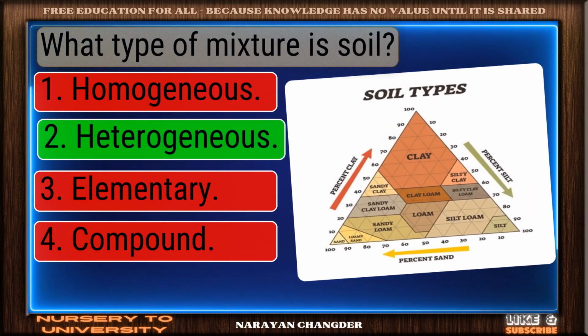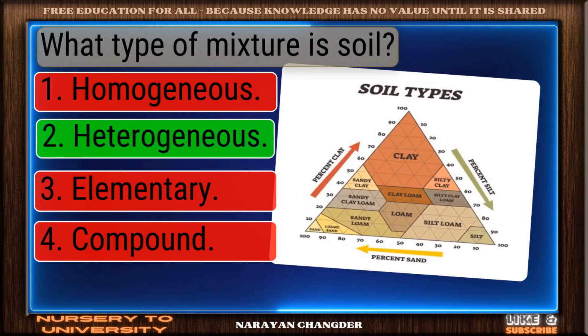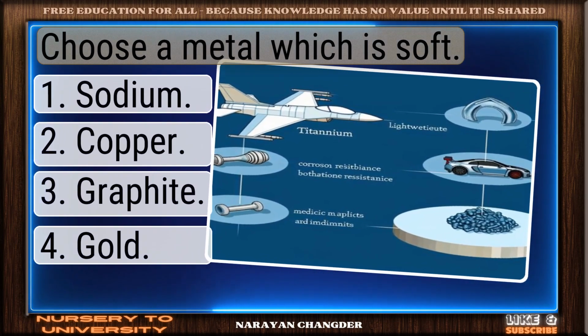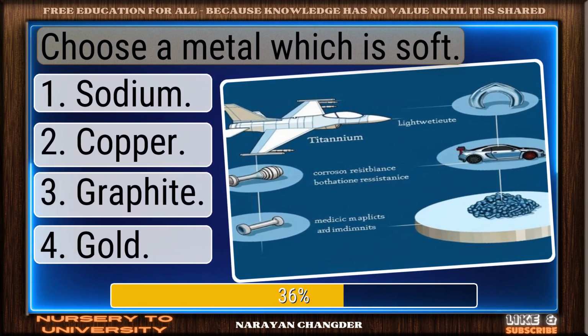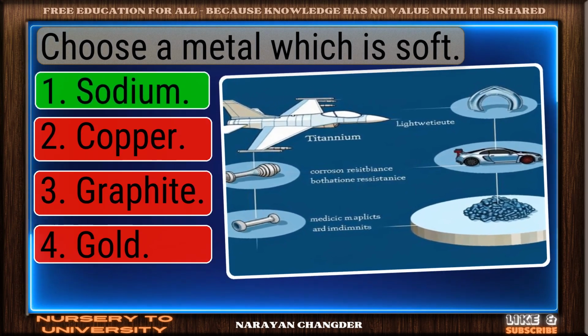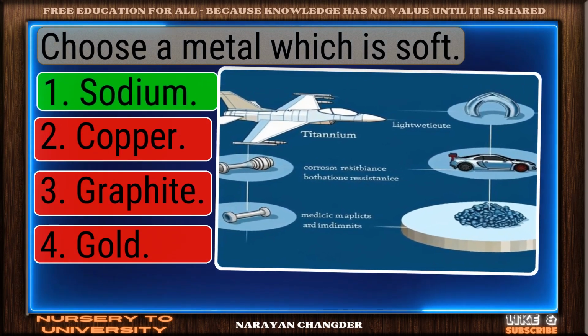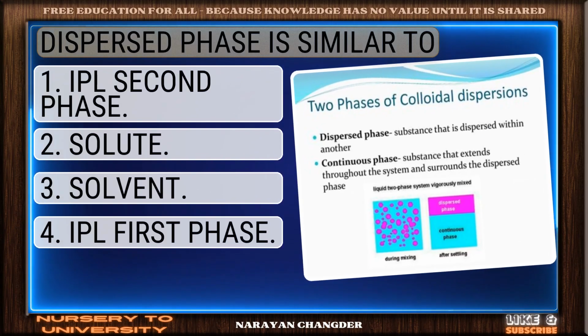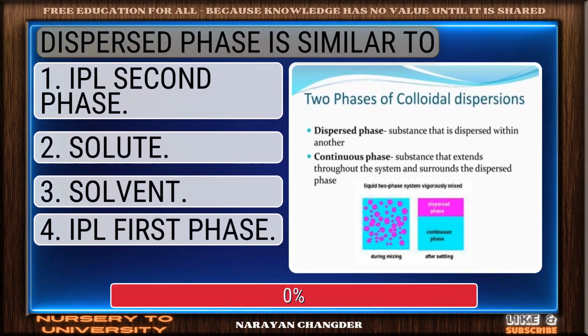Good thinking. Heterogeneous is the right answer. Question number 266. Choose a metal which is soft. Correct response. Sodium is the most accurate answer. Question number 267. Dispersed phase is similar to.